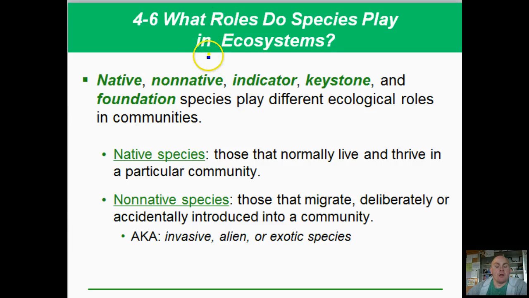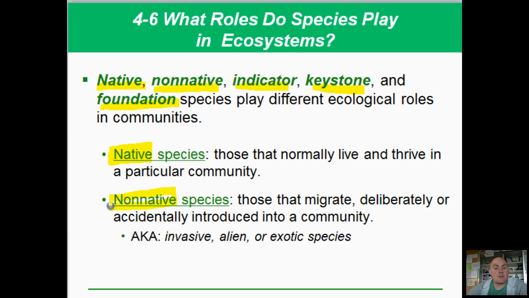So when it comes to organisms and niches, we come up with these next terms: native versus non-native versus indicator, keystone, and foundation species. These all have specific roles, niches within a community, or they shouldn't have them, and they're in the way. So a native species, these are creatures that normally should exist there. They're native to the ecosystem. They belong there, and they're a part of that community.